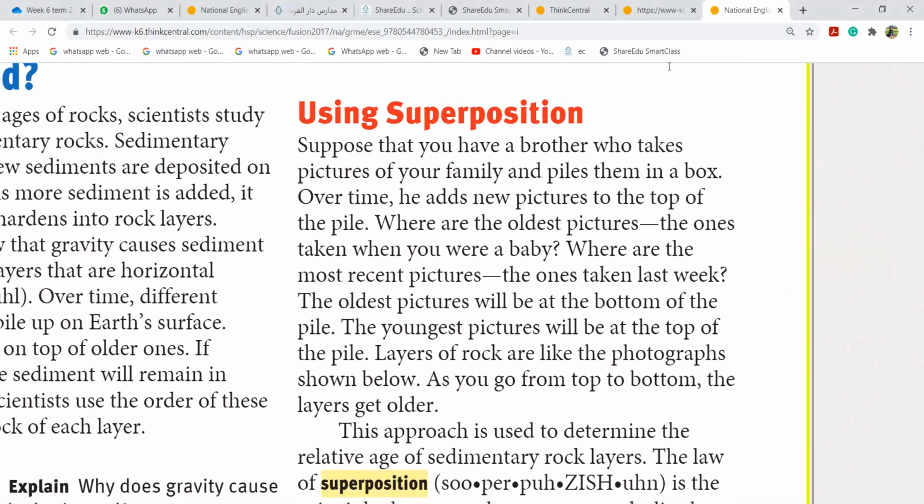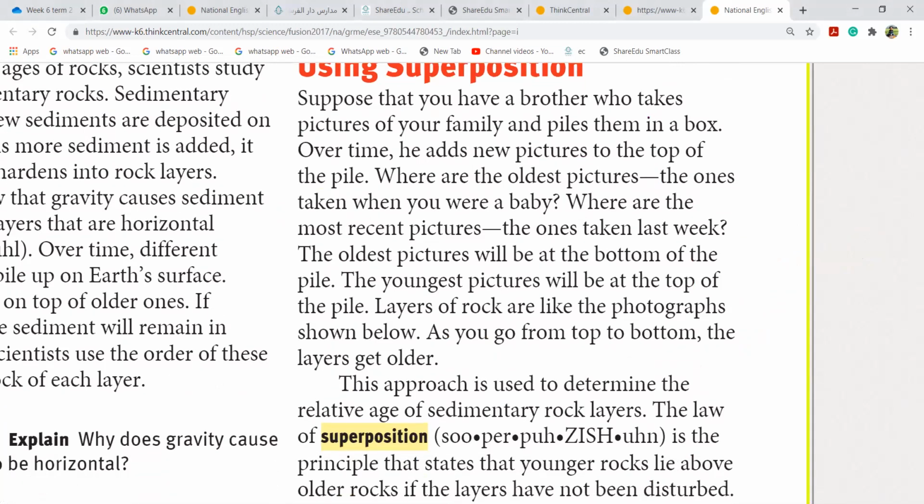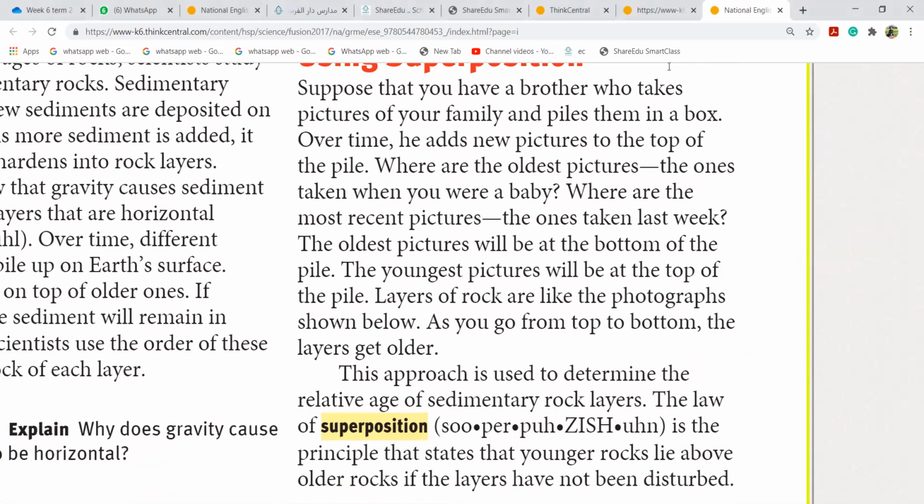Over time, suppose that you have a brother who takes pictures of your family and piles them in a box. Over time, he adds new pictures to the top of the pile. Where are the oldest pictures? Of course, you can find them down, the ones taken when you were a baby. And where are the most recent pictures? The one taken last week. The youngest pictures will be at the top of the pile.